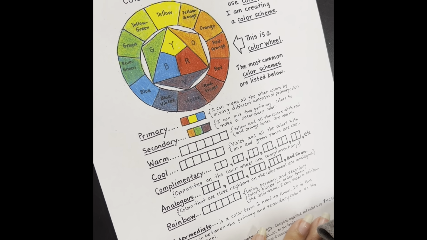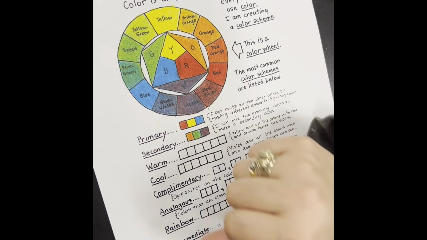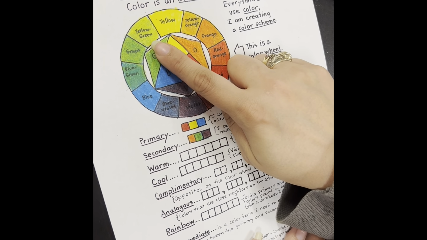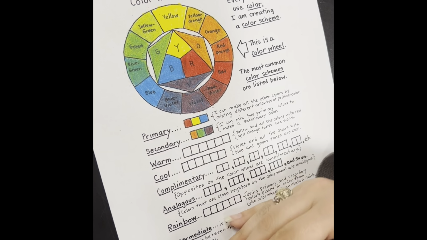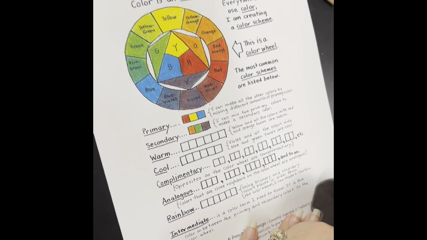I did end up darkening my green with a little bit more blue at the end because it ended up looking a little bit too close to my yellow-green when I was done with that. Now I'm gonna go ahead and move on to this bottom section right here.